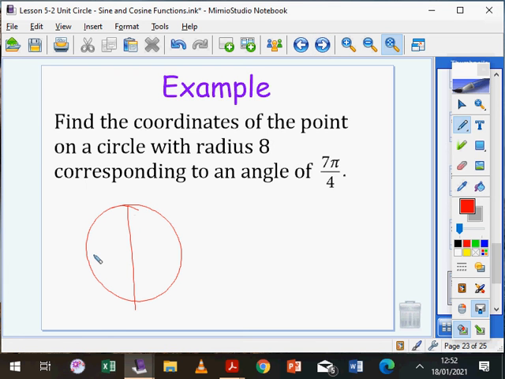And then what's 45 times 7? 45 times 7, that's big. Probably bigger than 360. 45 times 7 is 315. Wow, it's not bigger than 360. So my angle that I'm looking for is 315. I expect 315 to be in this quadrant, right?